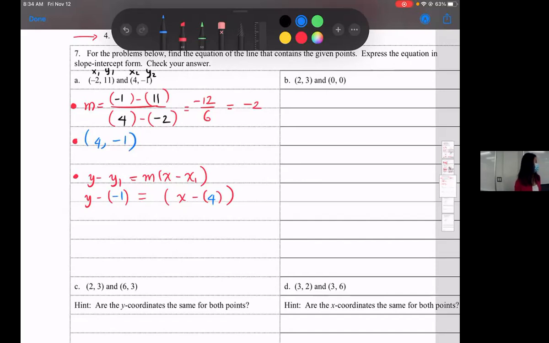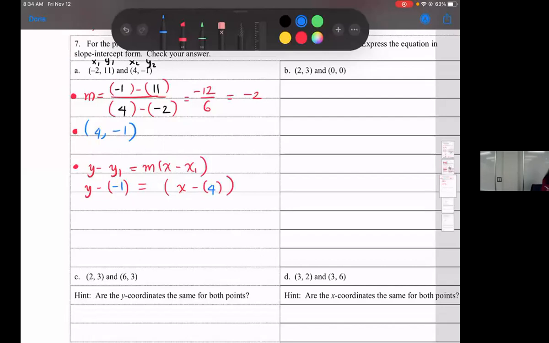Don't get confused here. Like, how come we label up there y2, x2, y2 is 4, -1, but here we say that it is x1, y1? It doesn't matter. From this step, you can pick any point. But on the first step, you should label it so you can calculate the slope.